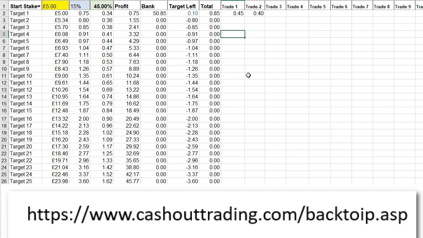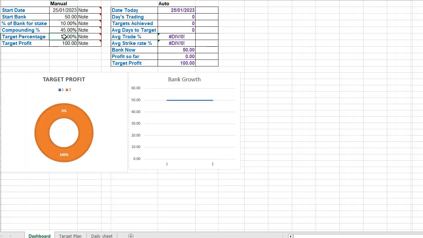But yeah, stay tuned, and I'm going to show you 2 trades that I've done today. I'm not sure if I hit each target with one trade, but that doesn't matter. We're going to find out what our average strike rate is eventually. And our target profit is, well, let's put that £50 as well. So basically we want to get to £50.